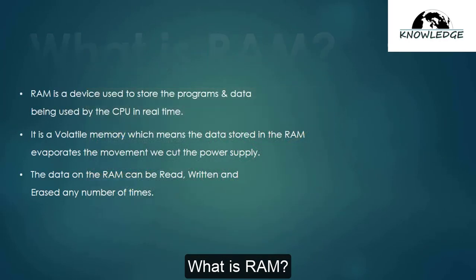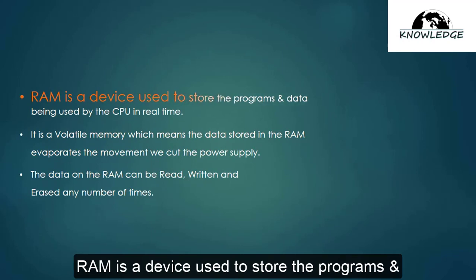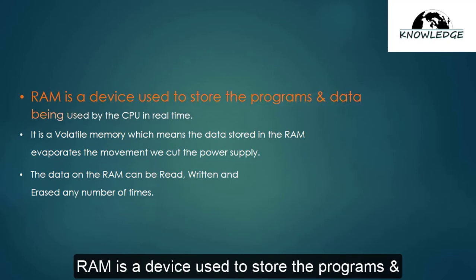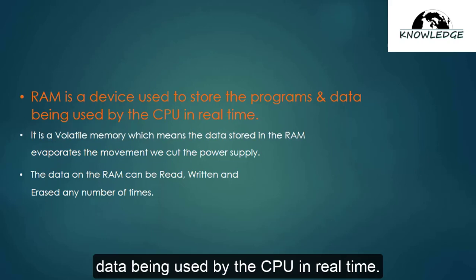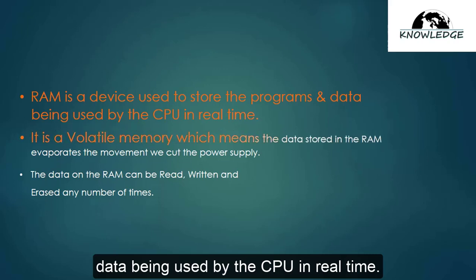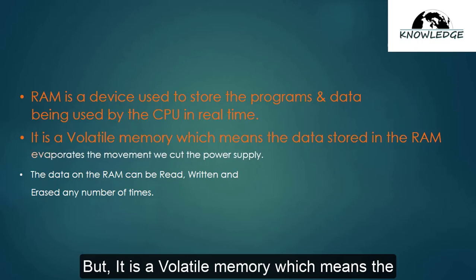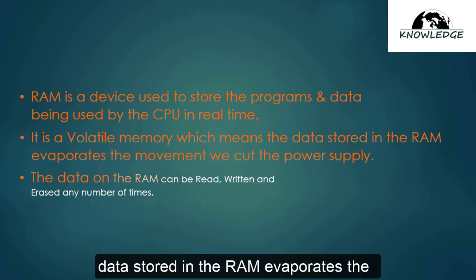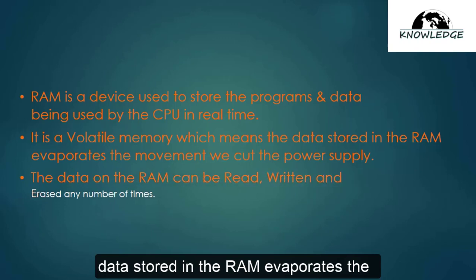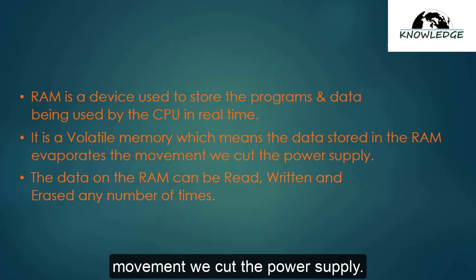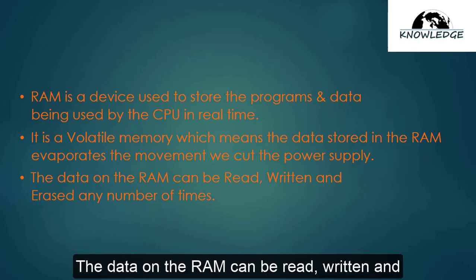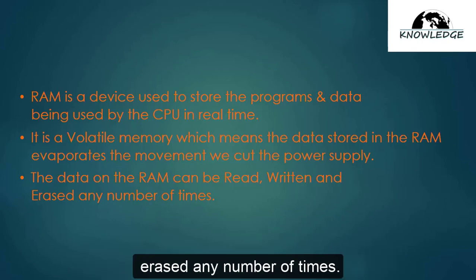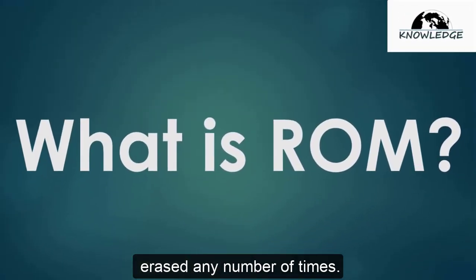The RAM is a device used to store the programs and data used by the CPU in real time. Like this video being watched uses some CPU data stored in the RAM. But it is a volatile memory, which means the data stored in the RAM evaporates the moment we cut the power supply, and the data on the RAM can be read, written, and erased any number of times by the computer or the CPU.